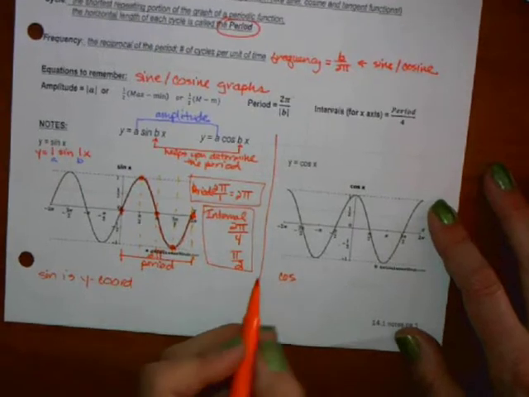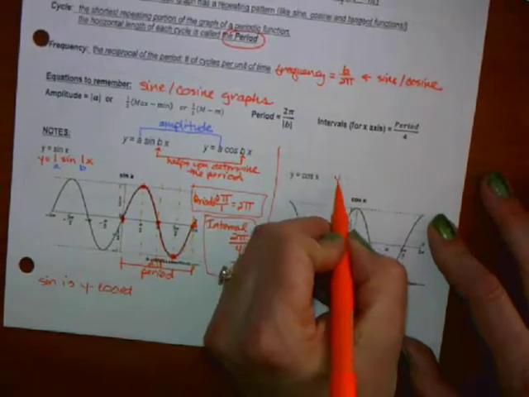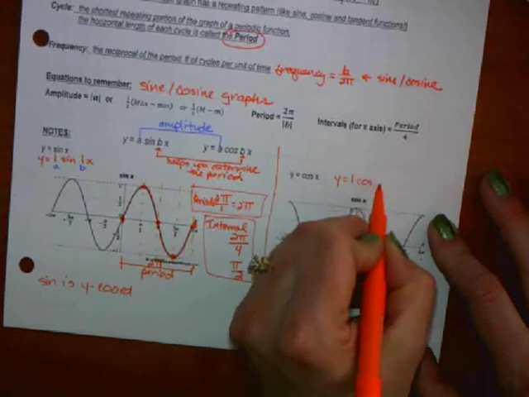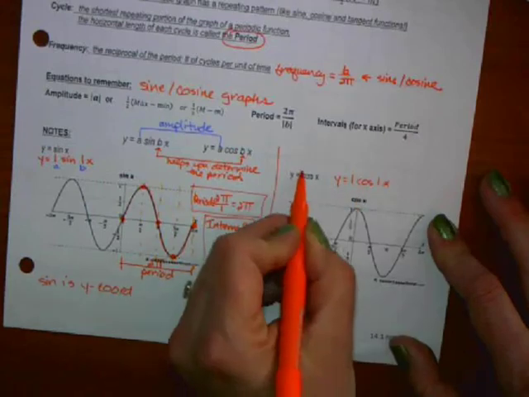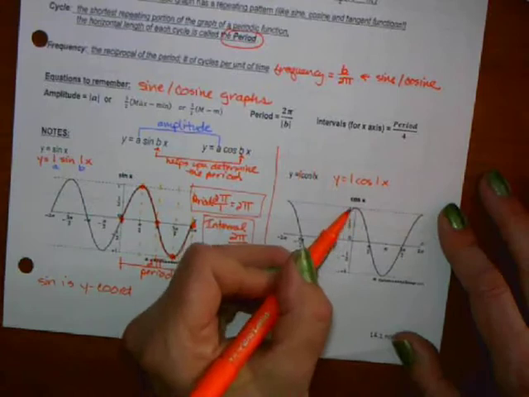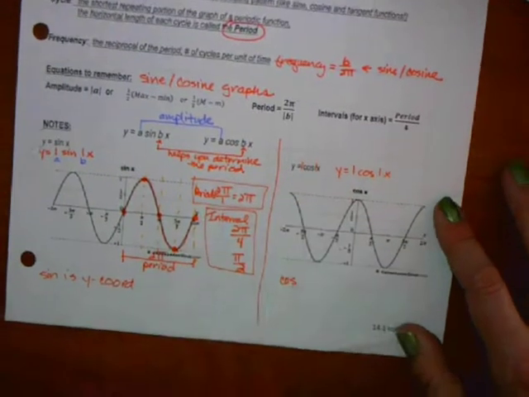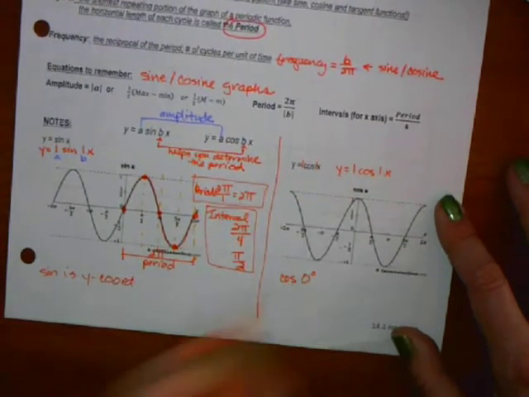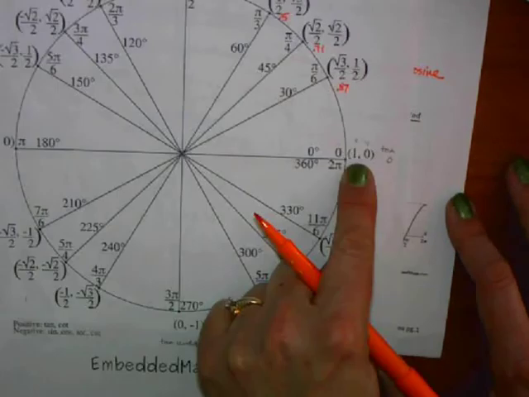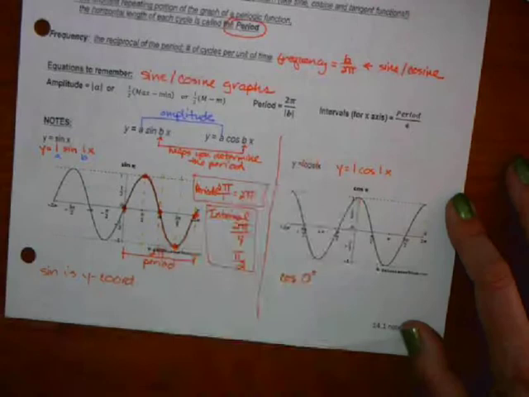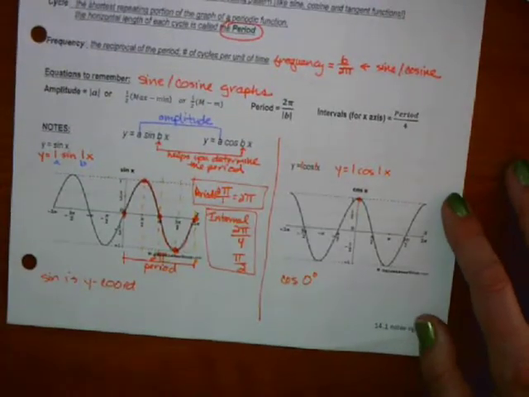So we know that, first of all, in this equation, the amplitude, again, is going to be 1. There's a 1 here and a 1 here. Okay? We also know that the cosine of 0 degrees is my x-coordinate, which is 1. That means that it starts right up here. The cosine of 0 degrees is at 1.